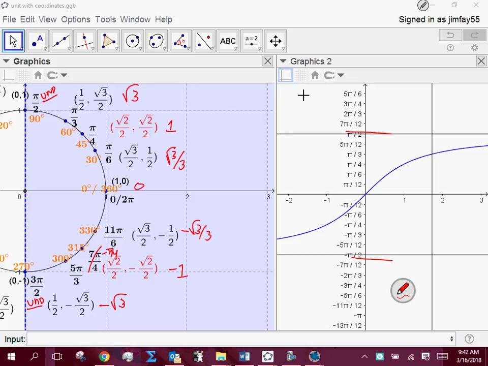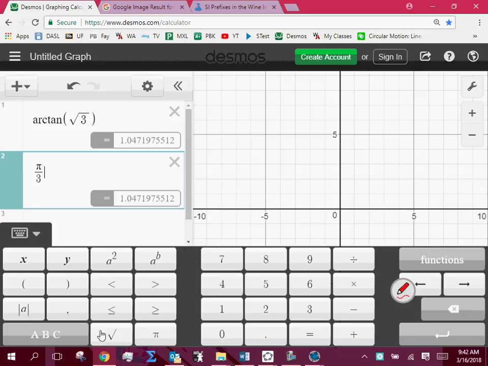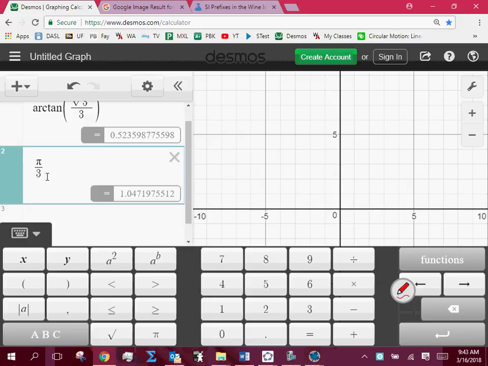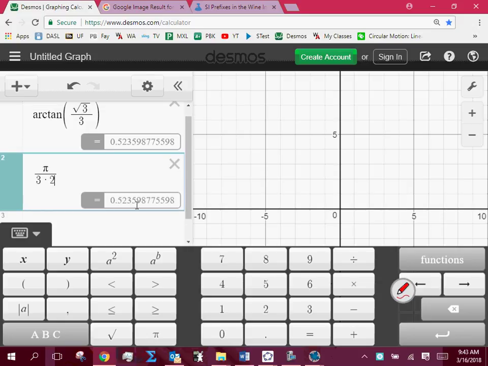Okay. So if I ask you what is the tangent inverse now of radical 3 over 3, you find radical 3 over 3, and now you look at the angle that's associated with that, it would be pi over 6. Okay? And when I ask Desmos, arctangent of radical 3 over 3 gives me that number there. Is that pi over 6? 0.523, right? Okay.